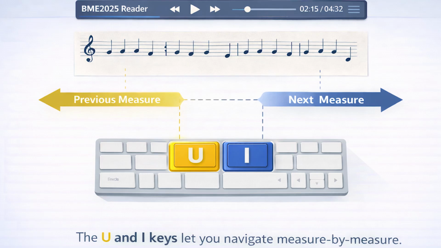We now see how to move between measures, that is, how to move forwards or backwards following the structure of the piece. To navigate between measures, use the U and I keys. Pressing I moves the cursor to the beginning of the next measure, remaining in the same part. Pressing U moves the cursor to the beginning of the previous measure, again within the same part. This level is particularly convenient when you want to study the form of the piece, revise a section, or quickly return to a point you have just read.